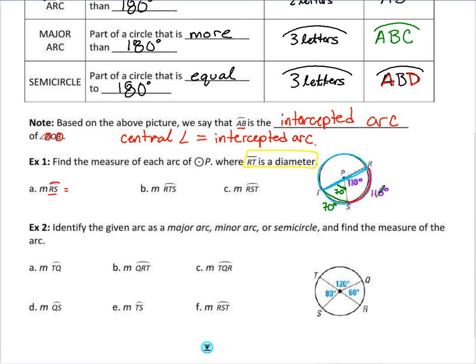The measure of arc RTS, so I'm going to start at R, and let's use a different color pen here. I'm going to start at R, that's my starting point, and I'm going to go to T. The shortest distance to T and then S would mean that I would have to rotate counterclockwise, because I want to make sure that I go in the same direction to all three letters, from R to T to S. So R to T and then to S means that I'm going to add up 180 semicircle plus another 70, 180 plus 70, to find my answer.